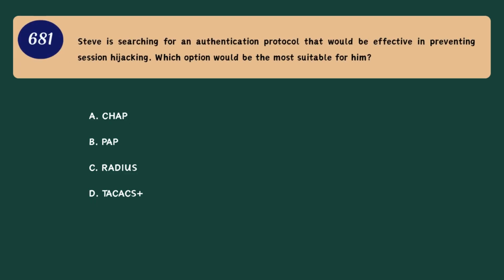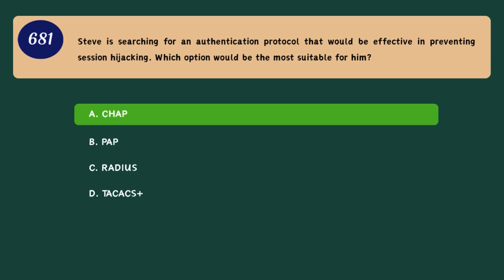Question 681. Steve is searching for an authentication protocol that would be effective in preventing session hijacking. Which option would be the most suitable for him? A. CHAP, B. PIAP, C. Radius, D. TACACS Plus. Correct answer. A. CHAP.